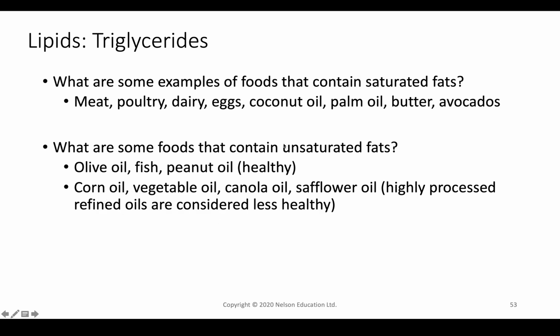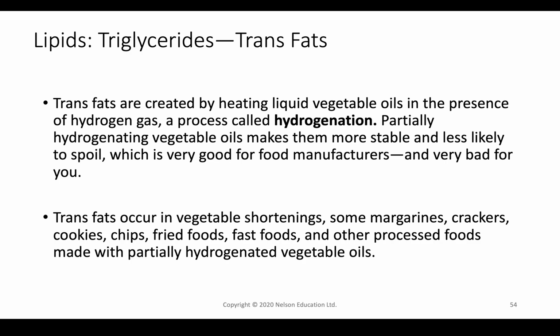Corn oil is unsaturated, vegetable oil, canola oil, safflower oil, etc. However, these are types of oils that are going to be a lot more refined than olive oil, fish oil, and peanut oil. So while these are both going to be unsaturated, the ones at the top, like olive oil, fish oil, and peanut oil, are going to be considered more healthy than corn oil, vegetable oil, etc., which are considered less healthy. Okay, so let's talk about trans fats for a second.